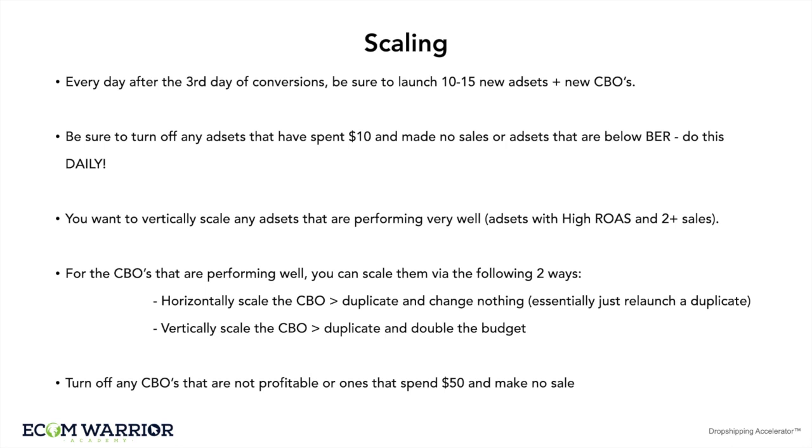You want to vertically scale any ad sets that are performing very well. So ad sets with a high ROAS and 2+ sales, you can vertically scale those ad sets. And by vertically scaling, it just means to duplicate the ad set and double the budget. I want to quickly just jump back to CBOs. So for the CBOs that are performing very well, you can scale them through the following 2 ways.